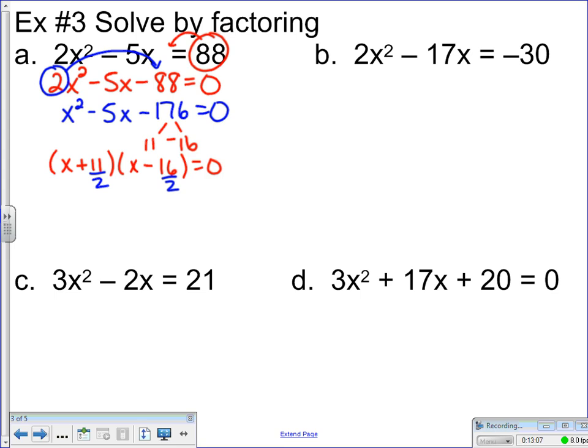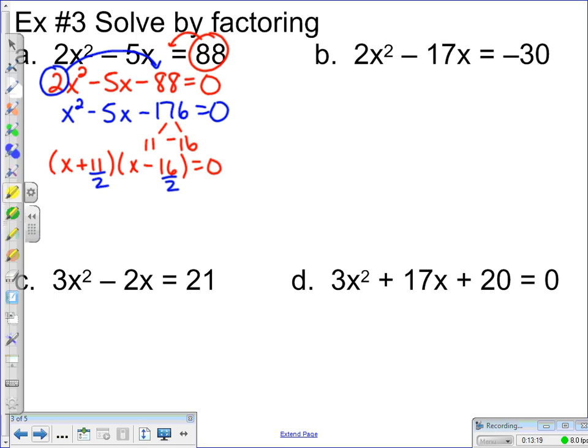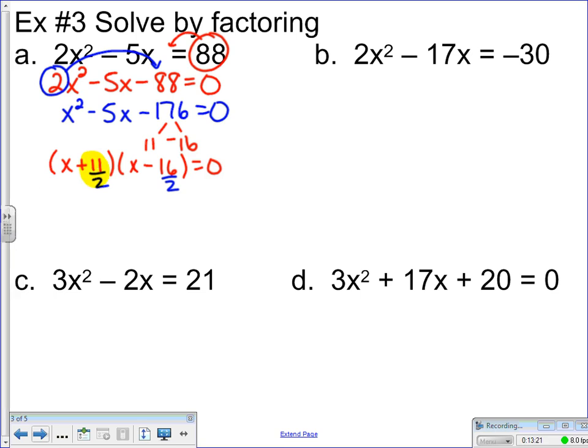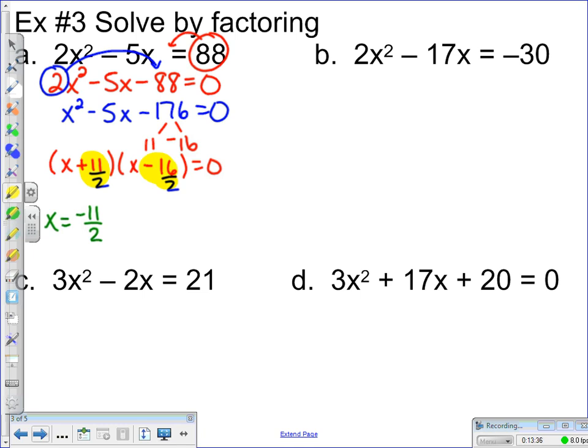Now, here's where we normally slide the 2 in front of the x because 2 doesn't go into 11. But we don't need to slide, we need to find the solutions. So remember, what's in the parenthesis is the opposite of the solution. So the solution in this case is not positive 11 over 2, it's negative 11 over 2. And the solution is not negative 16 over 2, but positive 16 over 2.